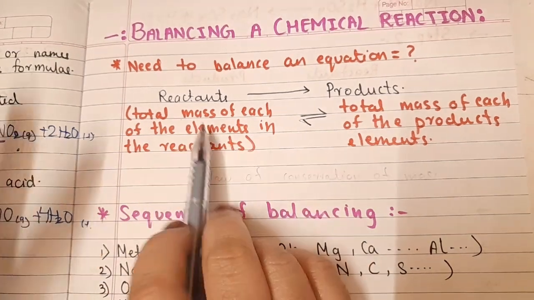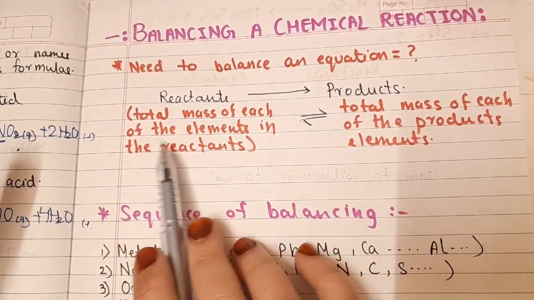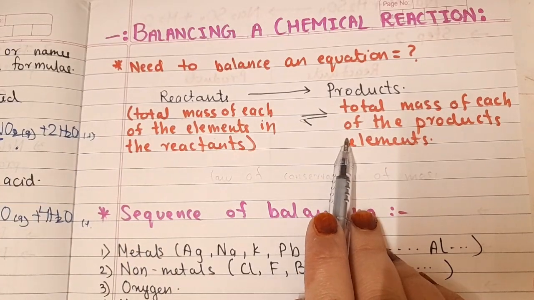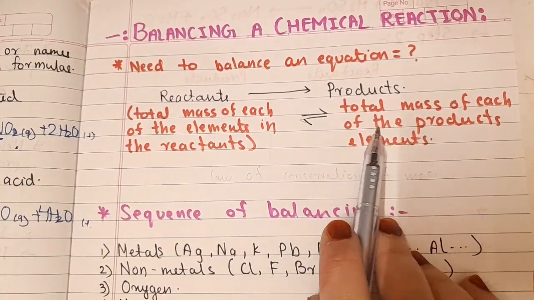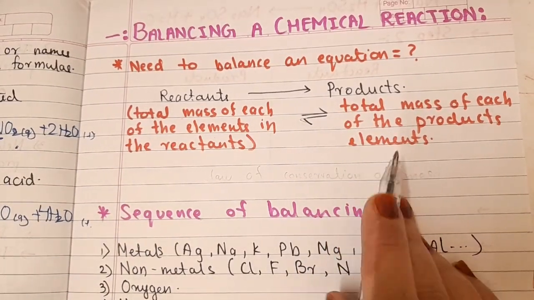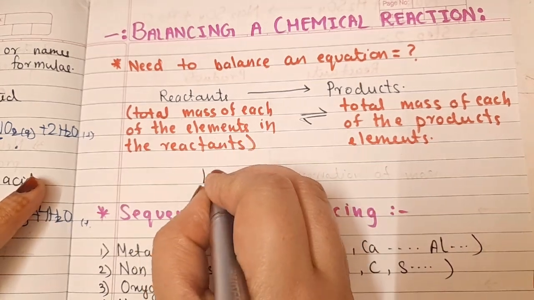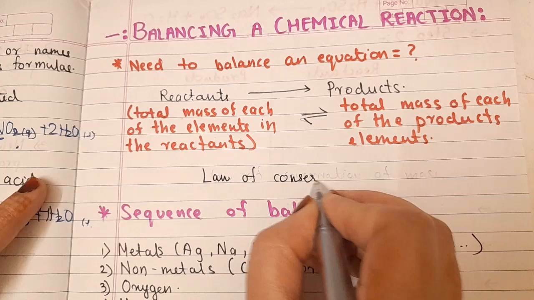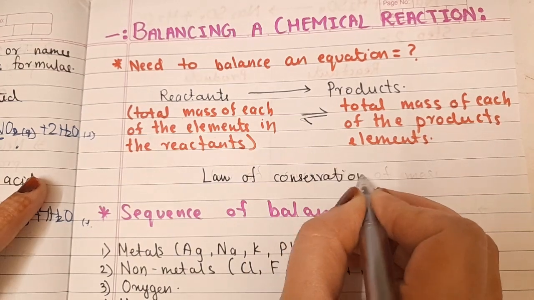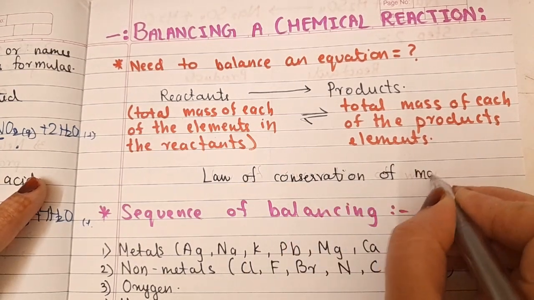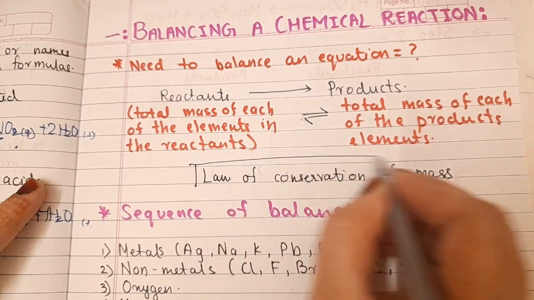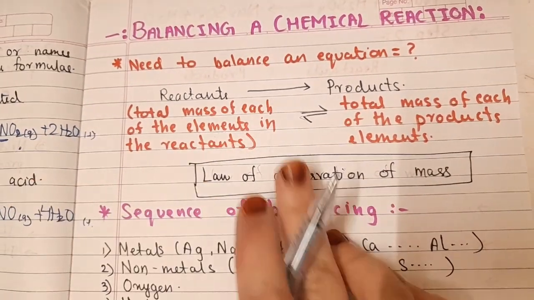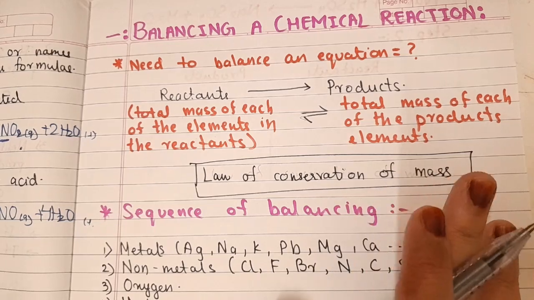Students, the total mass of each of the elements on the reactant side should be equal to the total mass of each element on the product side, and this is called the law of conservation of mass. You have heard about the law of conservation of energy, but this is the law of conservation of mass, in which the mass of the reactant elements will be equal to the mass of the product elements.